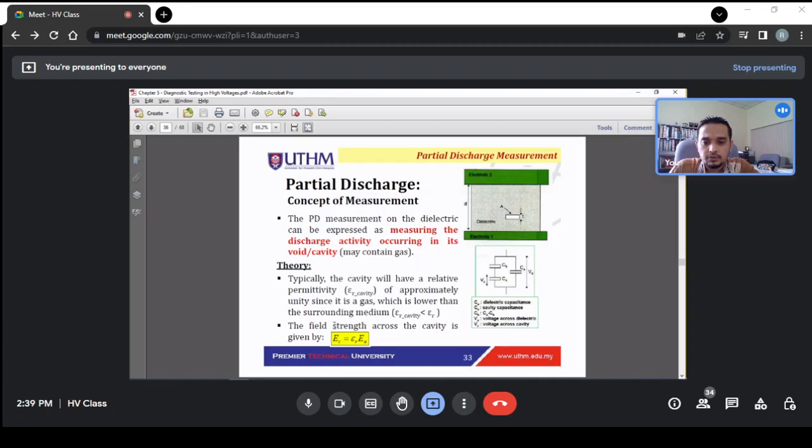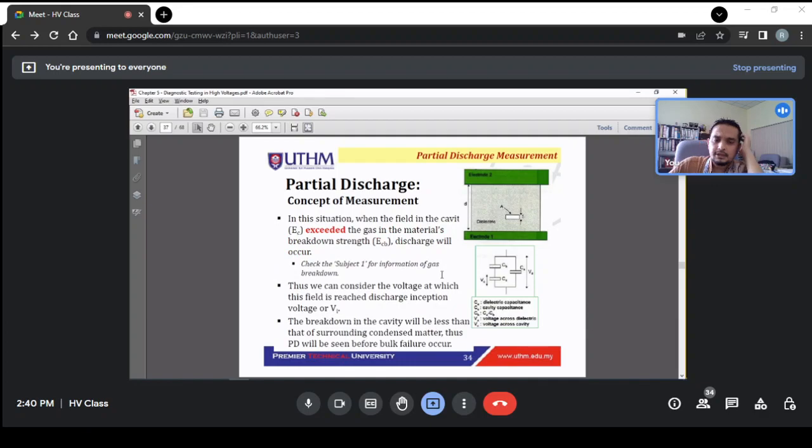Okay, the electric field strength, like my friends asked earlier. Amsyar asked earlier, electric field strength, electric field intensity, they are the same. EC is equal to the relative permittivity times the electric field around the area.